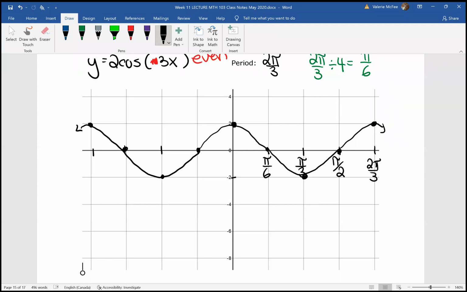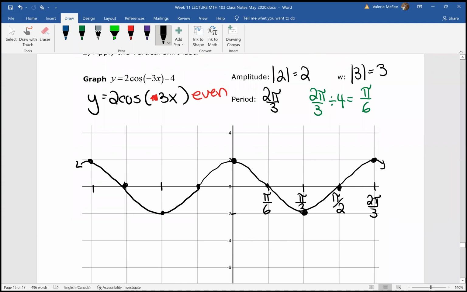So here we have our cosine graph without the vertical shift. We had a period length of 2 pi by 3 radians. And when I divided by 4, I saw that each interval was going up pi by 6. So I have 1 pi by 6, 2 pi by 6, 3 pi by 6, and then 4 pi by 6. Of course, I've written the reduced fractions there. And now we want to do this minus 4.